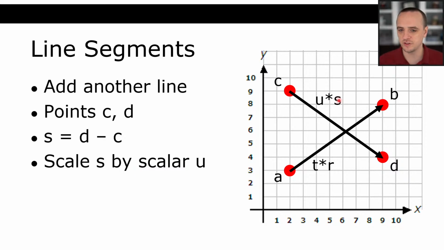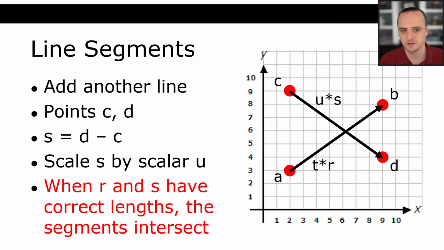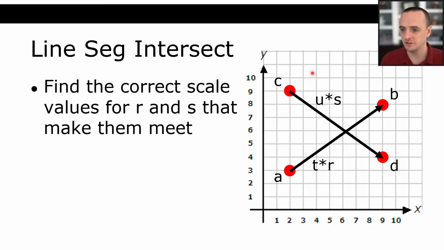And a really cool thing is going to take place. When R and S have the correct lengths, the segments intersect. And we'll show an example of that. So if we want to do line segment intersection, then what we have to do is find the correct scale values for R and S. So we have to find the correct U value and the correct T value such that the following thing happens.